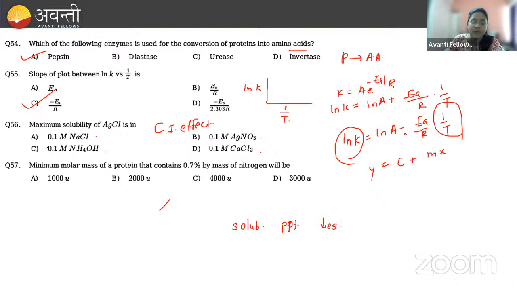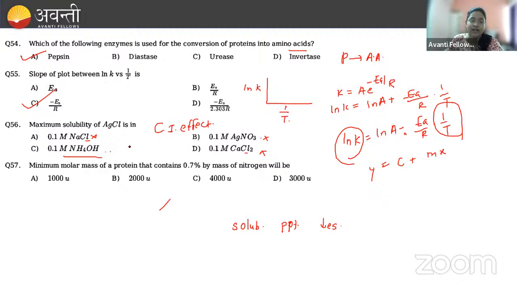We want maximum solubility. So in order to have maximum solubility, AgCl should be soluble in such a solution in which Ag is not present as well as Cl is not present. So there will be no common ion. Here in NaCl, Cl is common, so this is not good. AgNO3, Ag is present, it is also not good. CaCl2, Cl is present, this is also not good. We have to choose a solution in which both Ag and Cl ions are not present.